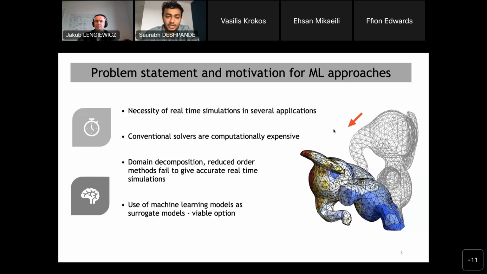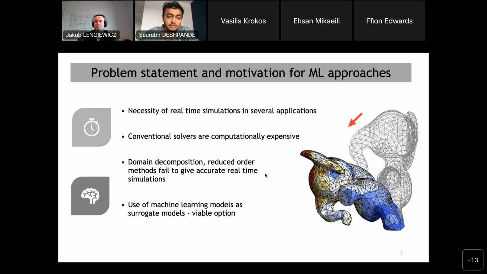There are some ways to increase the speed of computations of these conventional solvers using divide and conquer algorithms like domain decomposition method, or projecting this full field information to some reduced space, which, if people are not from a mechanics background, is similar to, let's say, principal component analysis. So there are methods like proper orthogonal decomposition or proper generalized decomposition, which can increase the efficiency of your solution time, but still they fail to give accurate real-time simulation. There is a trade-off between the accuracy and the time of solution.